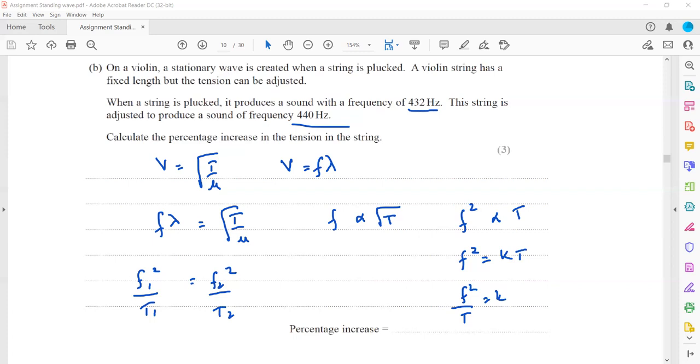So when we simplify this equation, we can say T2 divided by T1 is equal to f2 square divided by f1 square. And what is f2? The second frequency is 440 squared and the first frequency is 432 squared. So 440 squared divided by 432 squared. When we simplify this, we'll get 1.03.